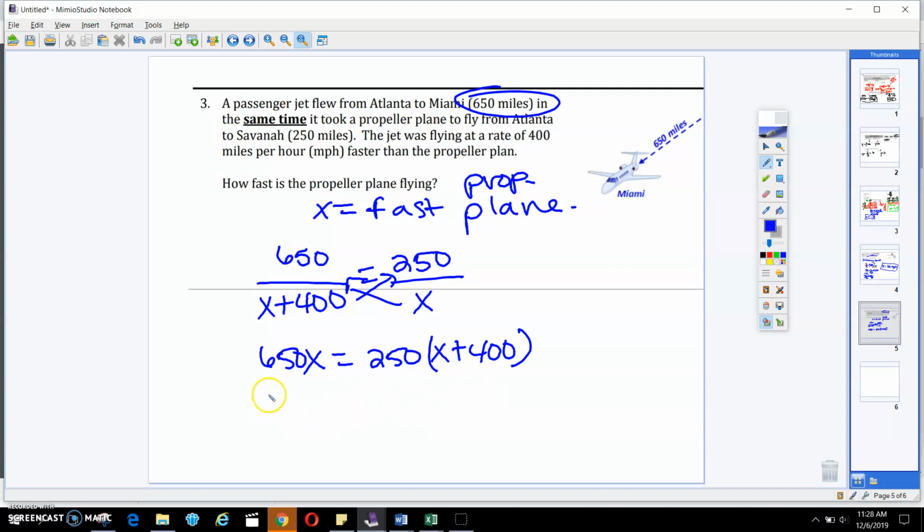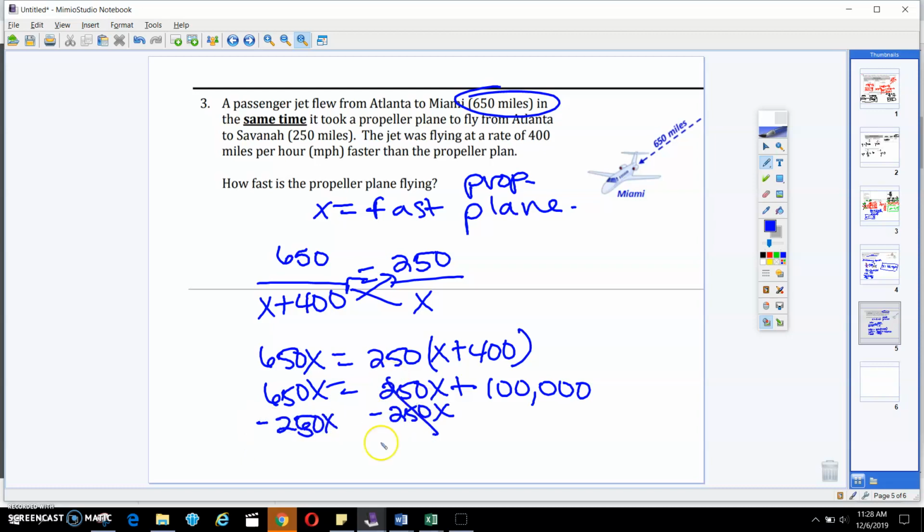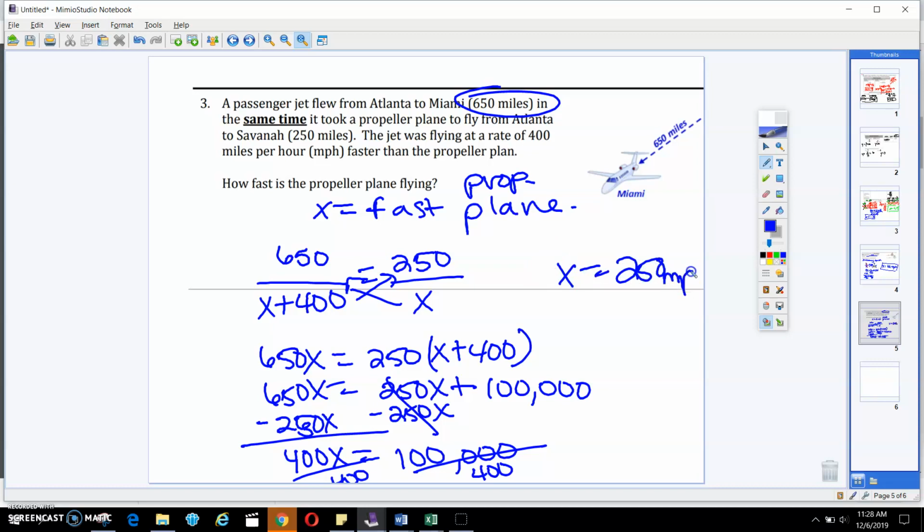If I were to solve this out, I would get 650x equals 250x plus 100,000. I'm trying to get x by itself, so I'm going to subtract 250x from both sides. So this will be 400x equals 100,000. I'm going to divide by 400 on both sides. Ooh, yikes. So x is going to equal 250 miles per hour.